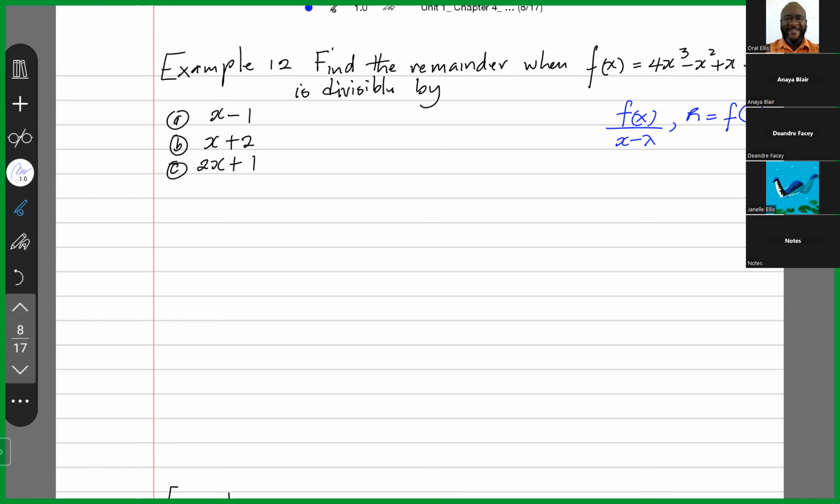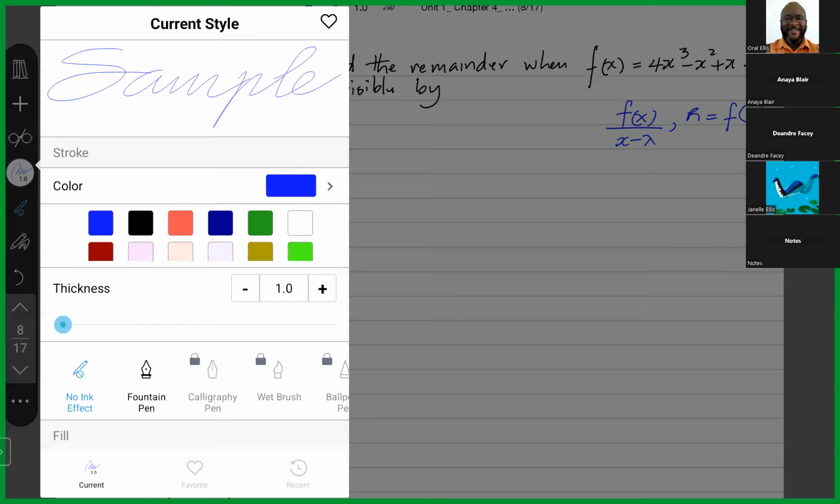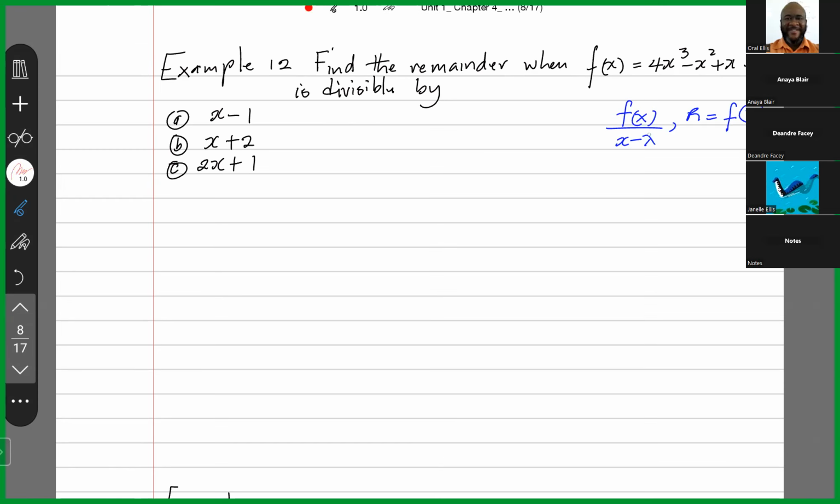So down here, let me try and change the color ink for emphasis. It's minus lambda, but in the remainder, I have what? Plus lambda. All right. So in this case now, I'm dividing, this is minus 1. So the remainder would be equal to f of 1. All right. So let's see if I see it in action now.